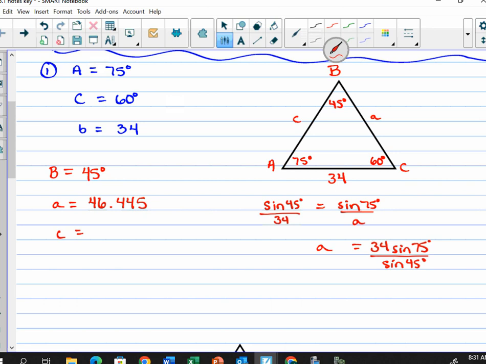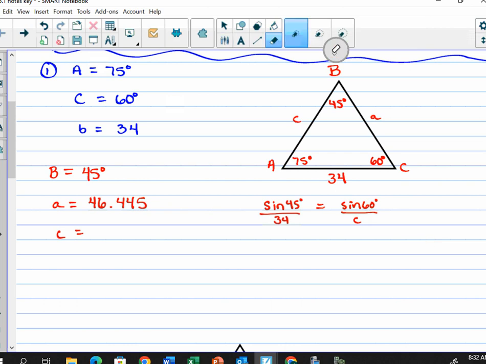Okay, guys, what do we have left to solve for now? C. Do you think we should use this rounded answer to find C? No. I should go back and just swap this and put in a sine of 60 over C. Keep just doing it until it works. Yes, you have to find all your missing parts.